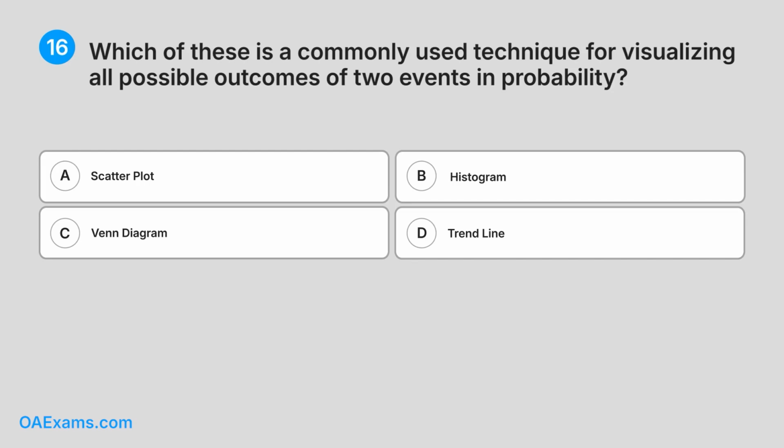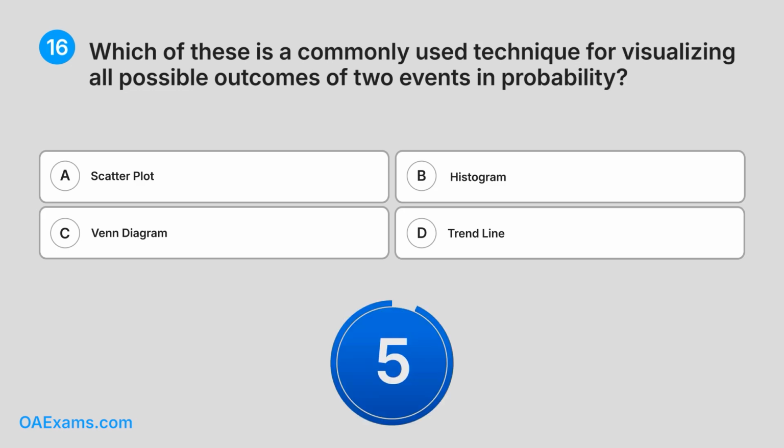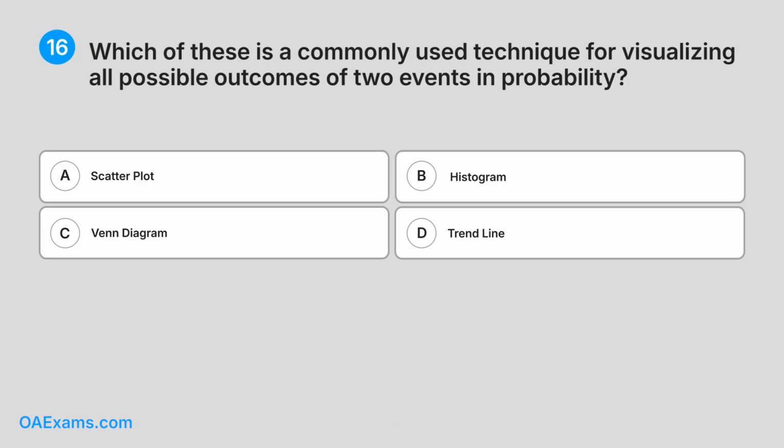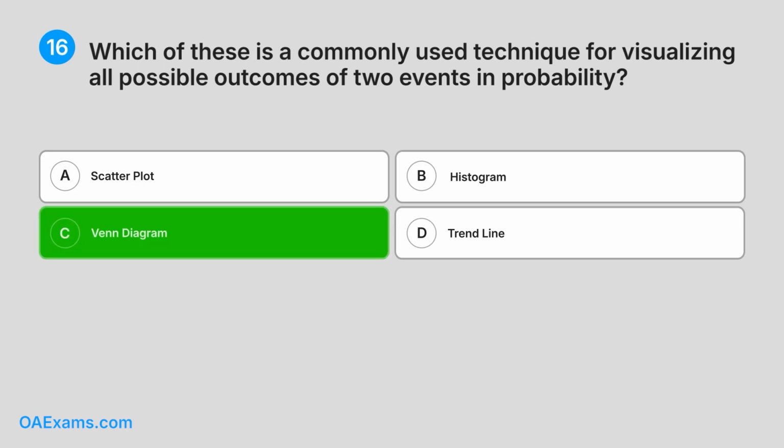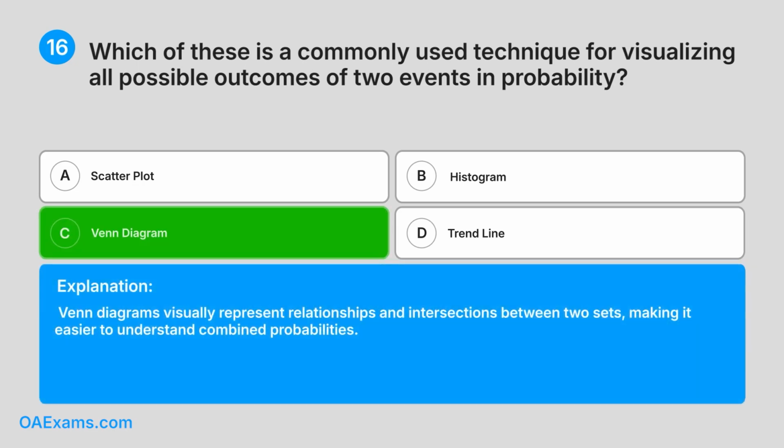16. Which of these is a commonly used technique for visualizing all possible outcomes of two events in probability? A. Scatter plot. B. Histogram. C. Venn diagram. D. Trend line. Can you guess the answer? Correct answer. C. Venn diagram. Explanation. Venn diagrams visually represent relationships and intersections between two sets, making it easier to understand combined probabilities.